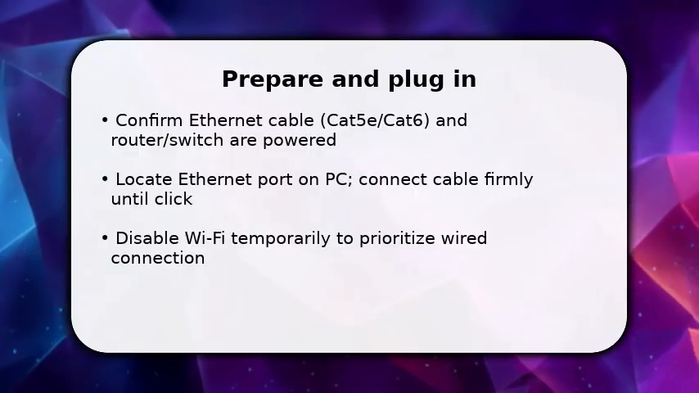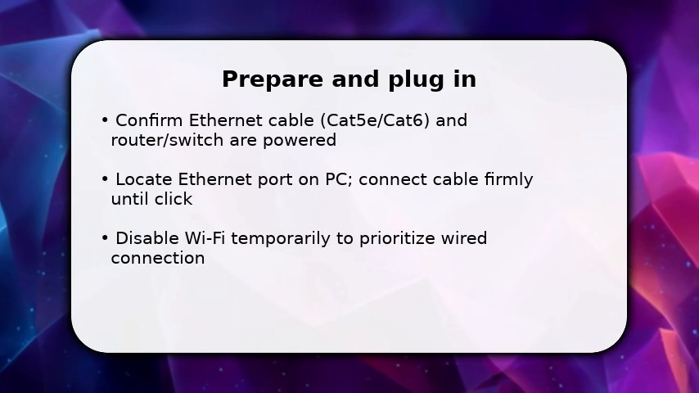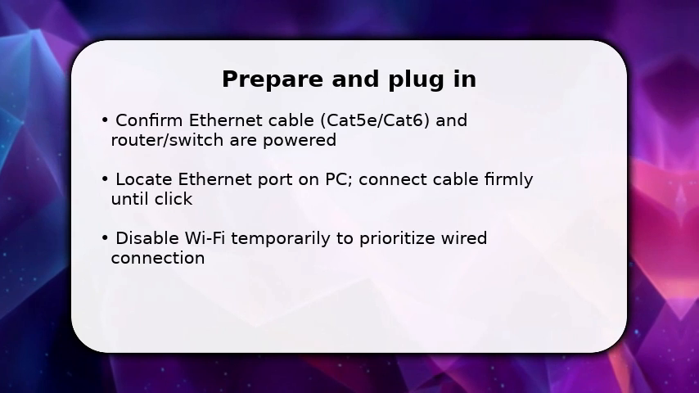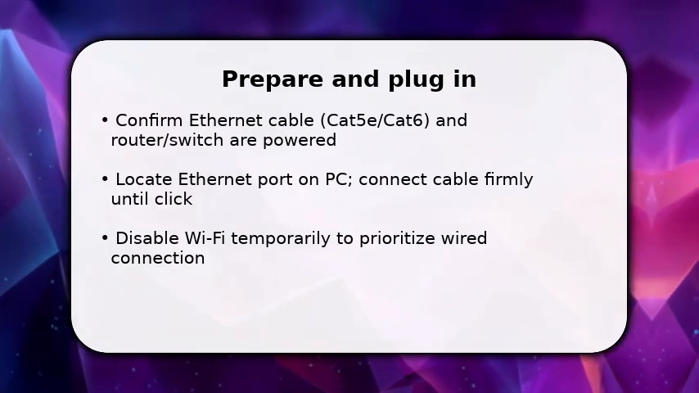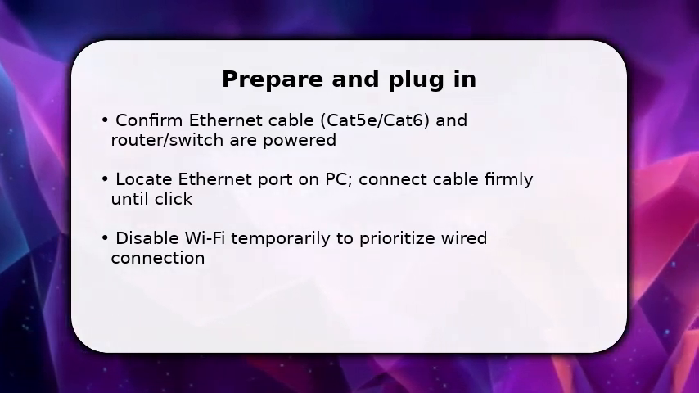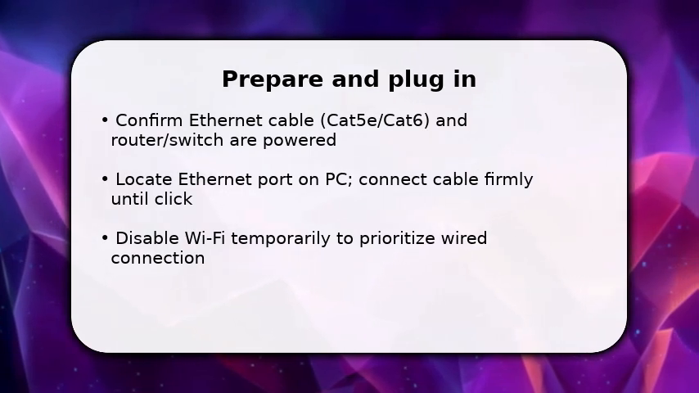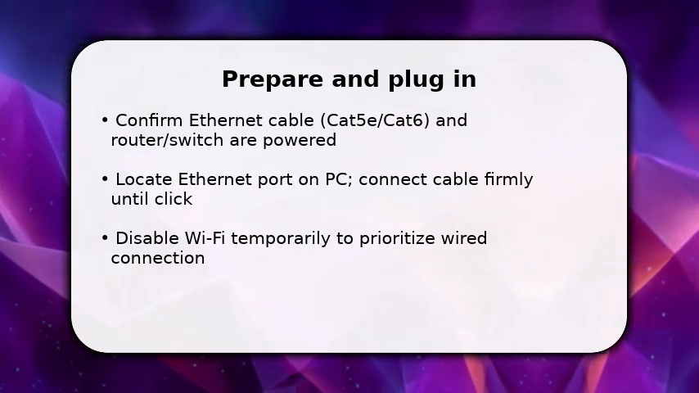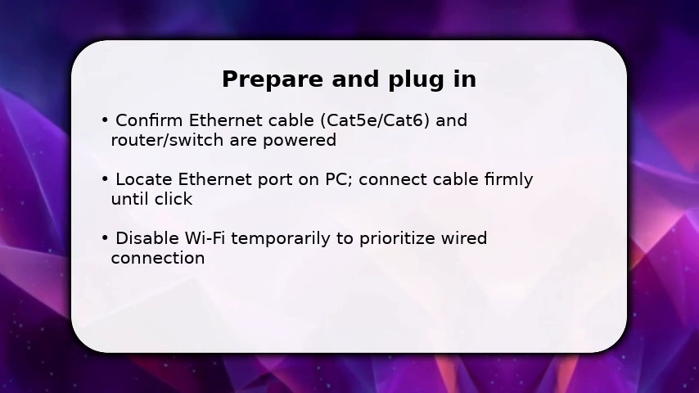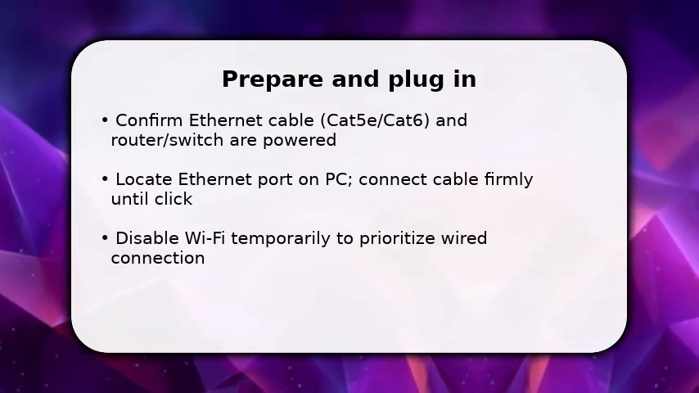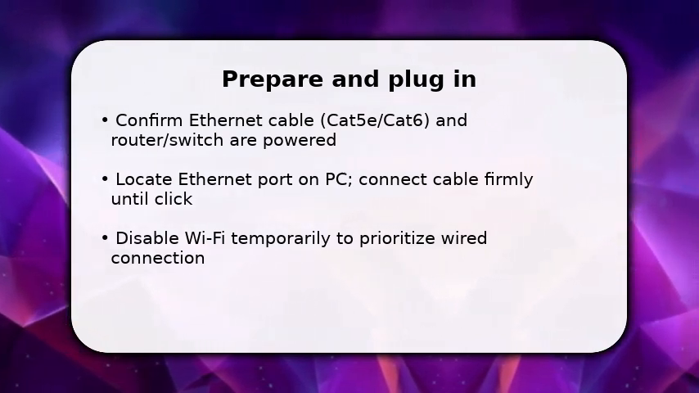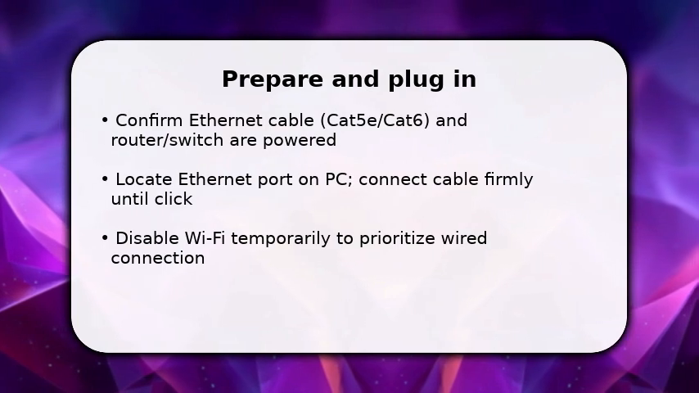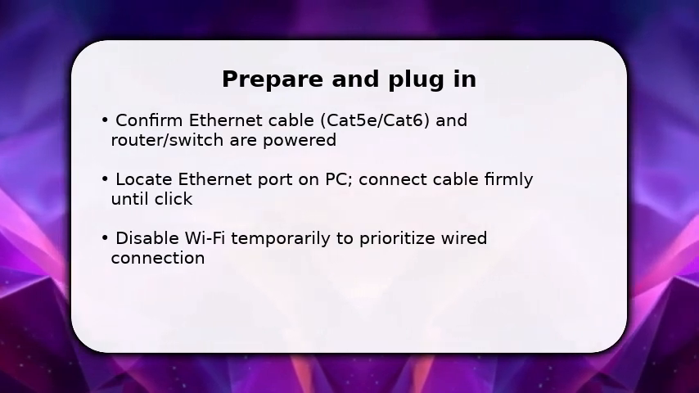You start by preparing hardware and making the first connection. Plug a known good Cat5e or Cat6 cable into your PC's Ethernet jack and the router or switch. You'll hear or feel a click. Once done, disable Wi-Fi from the taskbar to force the system to use the wired link, because Windows prefers the fastest active adapter. Make sure the router is online and DHCP is enabled, so your PC can request an IP automatically for immediate network access.